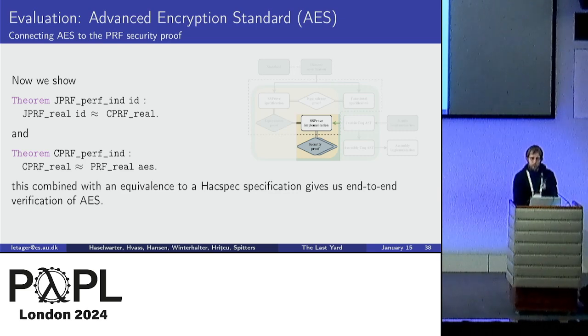So in that way, we get a framework, or we get a translation, from a specification all the way to assembly with the security properties in the middle. And because of the way that the Jasmine translation works, we also get the security properties actually translate down to the assembly.